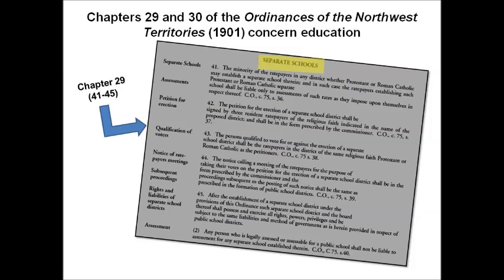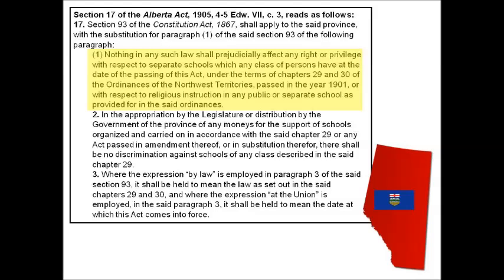So look at here, chapters 29 and 30, the ordinances, and then you can look at section 17 of the Alberta Act, right, which makes Alberta out of the Northwest Territories. And you can see how they've got that same kind of section there, right? Nothing's going to prejudicially affect any right or privilege of a separate school, because you've brought it with you into Confederation, so it's something that you have. If it hadn't been brought in, there wouldn't be separate schools in Alberta. See, so that's why we have those.